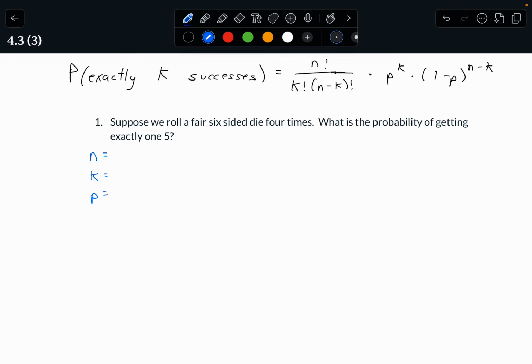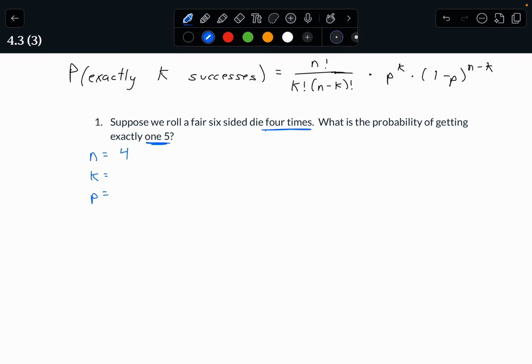Number one says, suppose that we roll a fair six-sided die 4 times. So we are running this trial 4 times. That means n is equal to 4. What is the probability of getting exactly 1 five? So in this case, I'm defining a success as getting a 5.